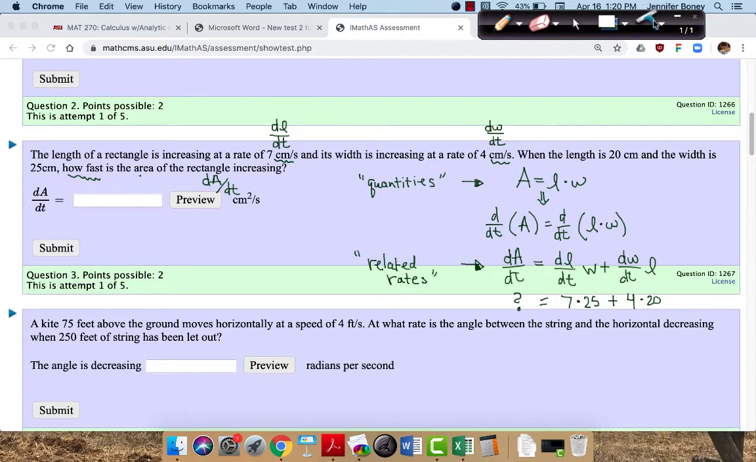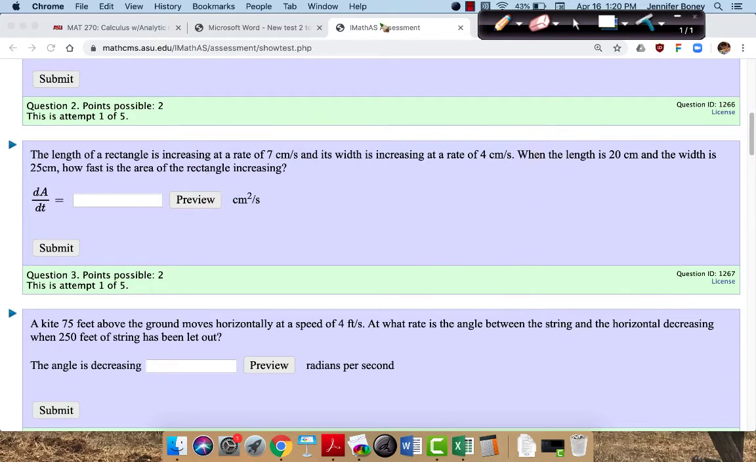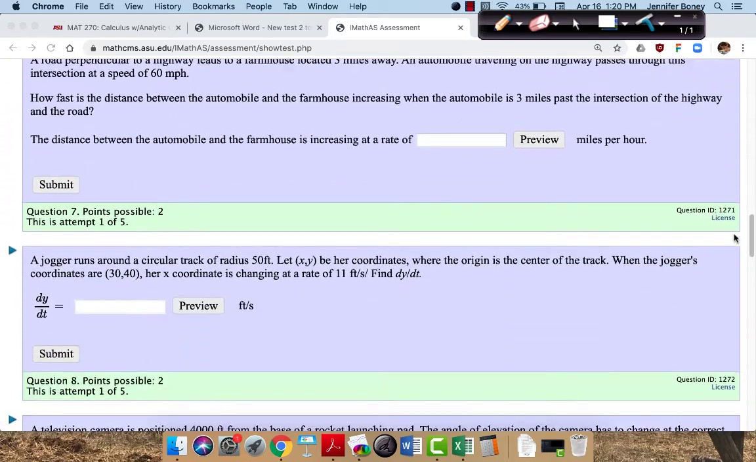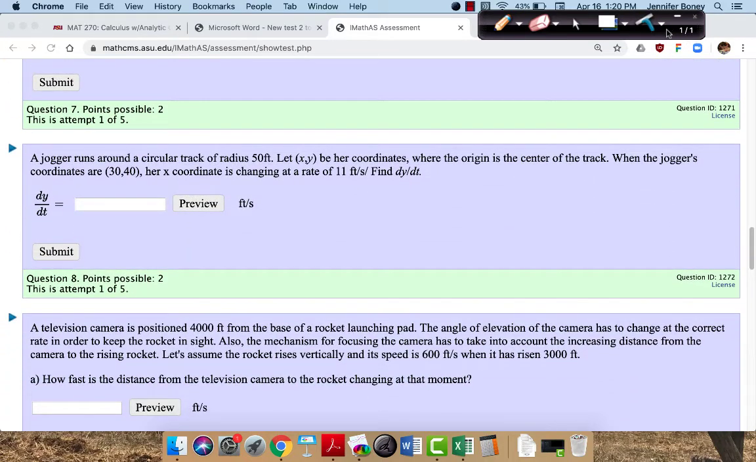So from the second set of 5 questions, let's see, the most requested was number 8. Number 8 is a jogger running around a circular track. Let x, y be the coordinates and assign the origin to be the center of the track. So just so we can talk about positions relative to the center, you want to imagine a circle. Here's the center, it's the origin. If you want to draw axes, we can draw axes.